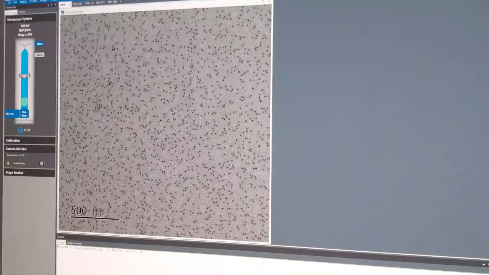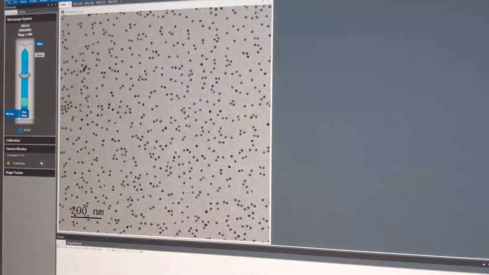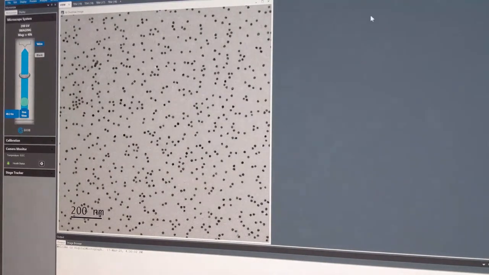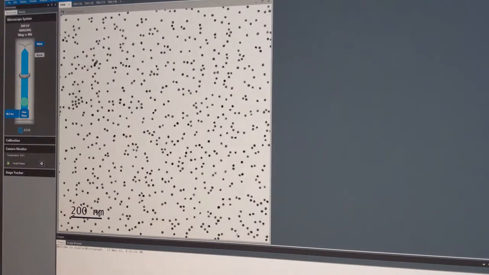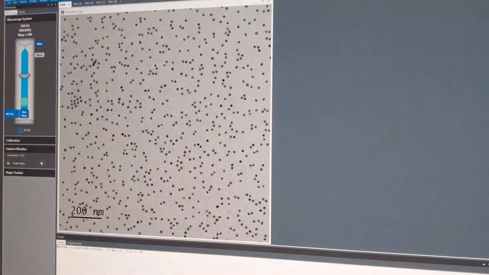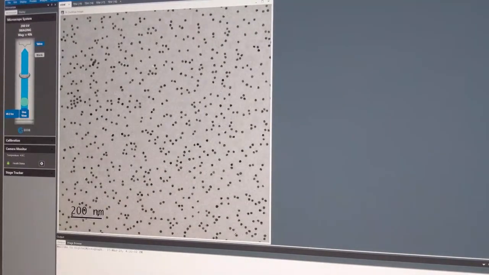As we increase the magnification, I'll do that over here, we can see that even more clearly. So we're now at a magnification of 30,000, let's go to 40,000, like so. And now we can see we have the whole view of the image filled with nanoparticles. So this image will be good for measuring the size distribution of the nanoparticles because we have a lot of particles, and we can see that they are well separated out. So we can see the edges of the particles, and we can accurately measure their size.